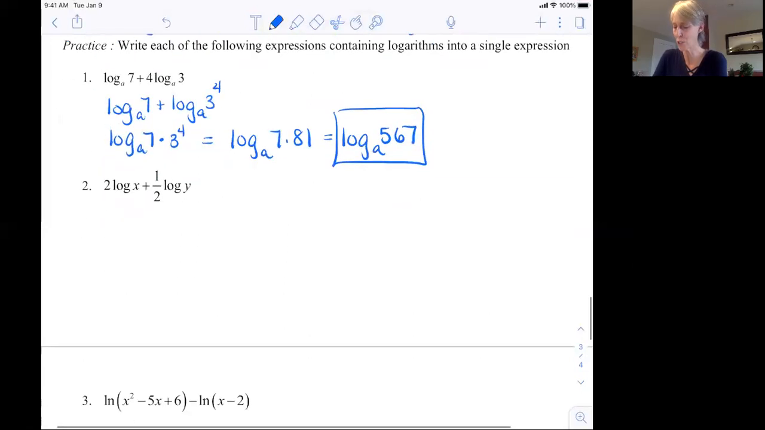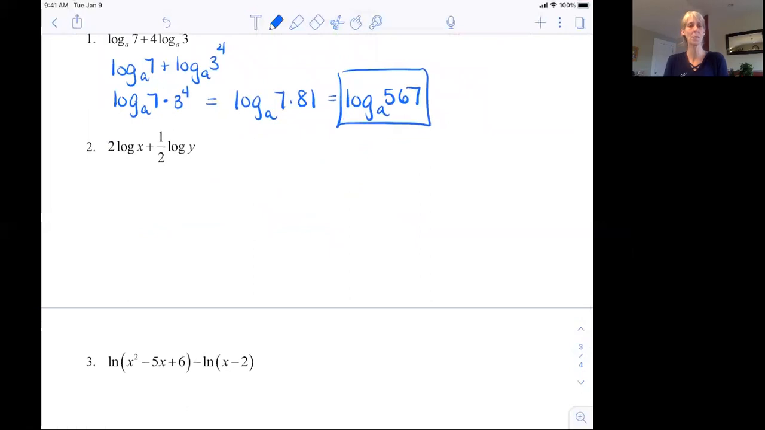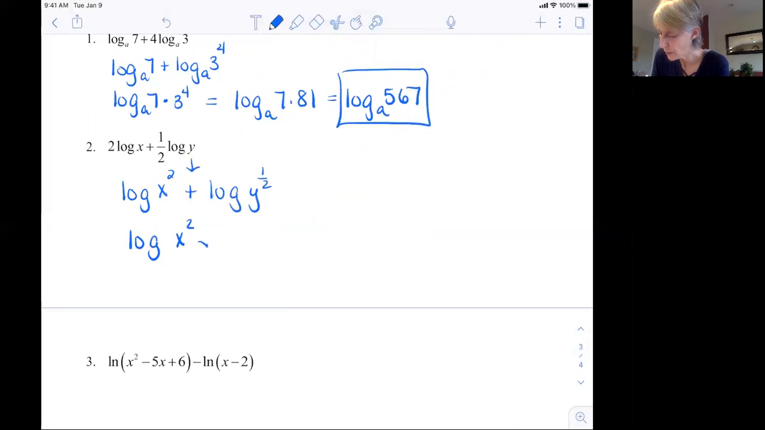Okay, so let's look at number 2. It might make a little bit more sense. Bring your power up first. Log x squared plus log y to the 1/2. The plus sign tells me I'm going to multiply. Log x squared times, now I have y to the 1/2. So when I write my final answer, I want to kind of put it back in its square root sign because that's probably how the problem would be given to you.